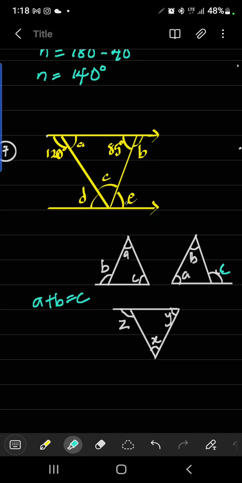But E, actually, it is an exterior angle, isn't it? It is an exterior angle. And the two opposite interior angles, can you find them? You can. You get that now? So we use the property for this 120 and this B. Now let us continue.